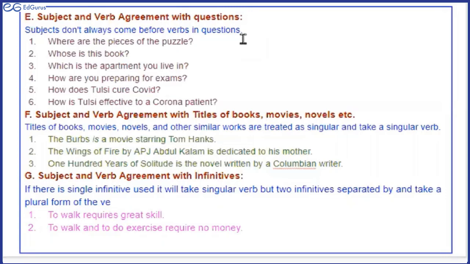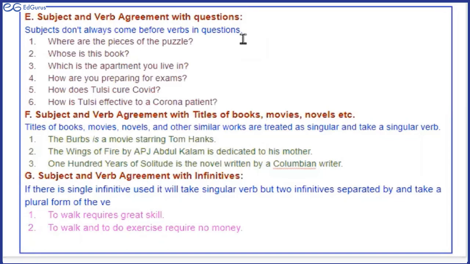Identify. Anmol is the subject, right? Listening is the verb. So subject comes first and then comes the verb.